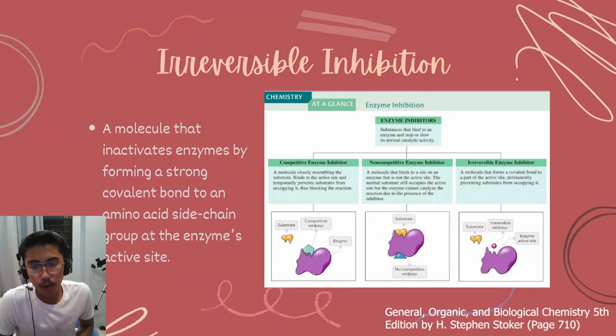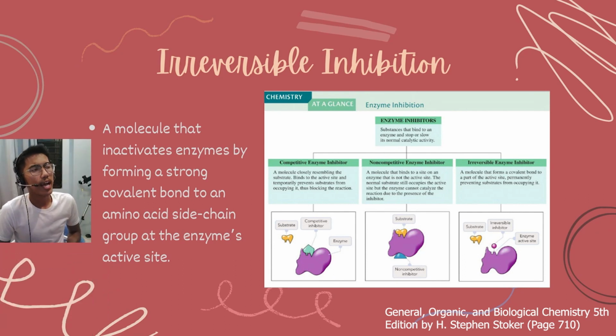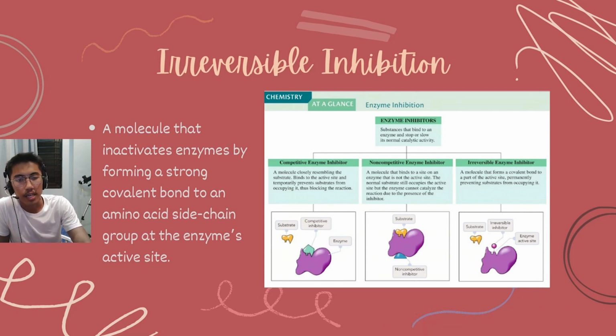Then the next one is irreversible inhibition. Now, how does this differ from the first one? It actually differs from the first one in one very simple principle. The only difference is the intermolecular force between the substrate and the enzyme. So basically, when the substrate tries to bind onto the enzyme, it does not let go. So the original substrate that it actually has to bind with cannot bind, because there's already a substrate there that won't just budge off. So that is the irreversible inhibition.